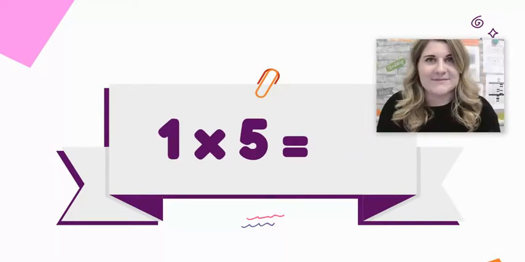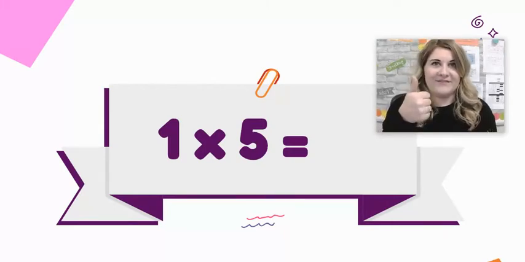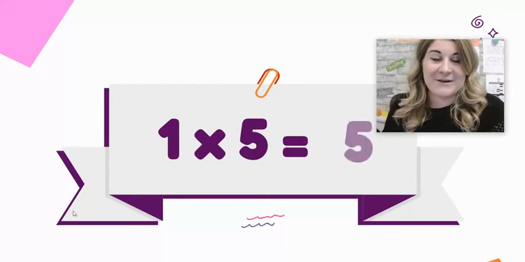Next, we have 1 times 5. We know that anything times 1 equals the other number. 1 times 5, one group of 5. We're going to have 5 in that group. Or we could skip count by 5s one time. 5. So our answer for this is going to be 5.